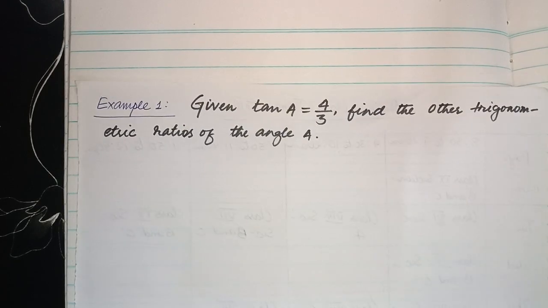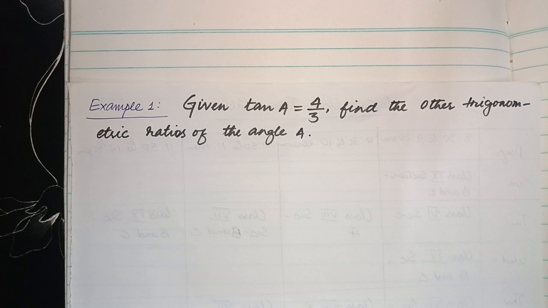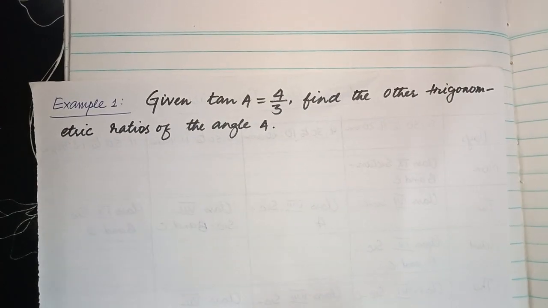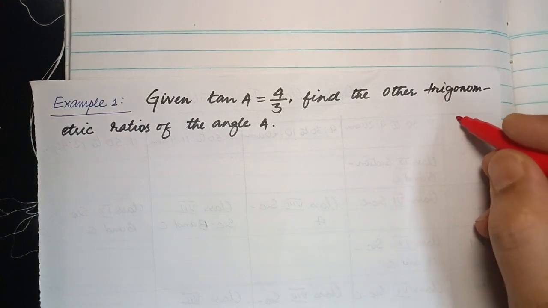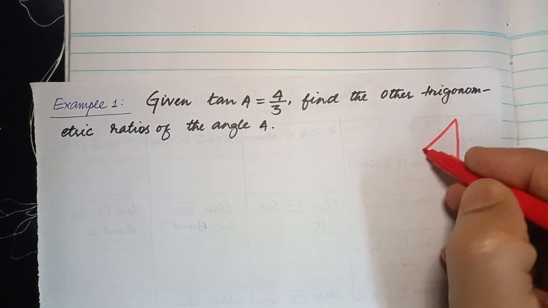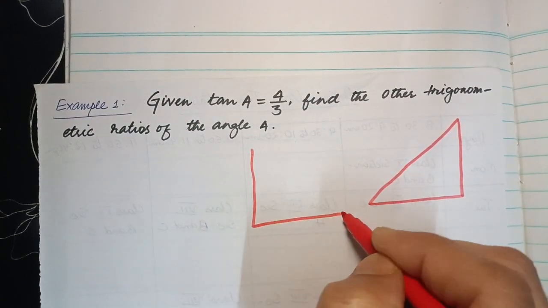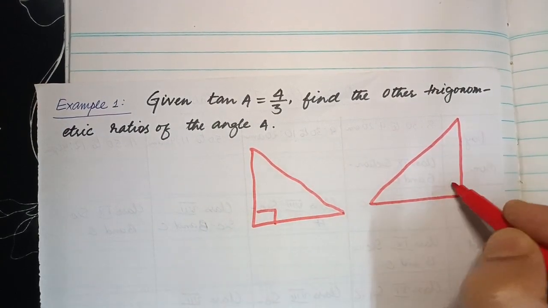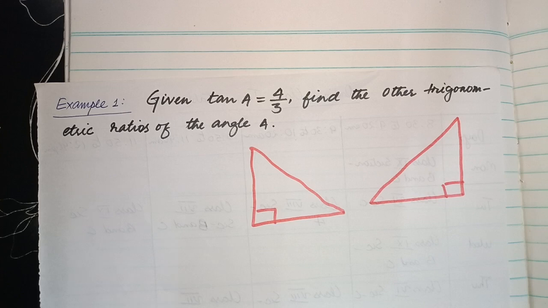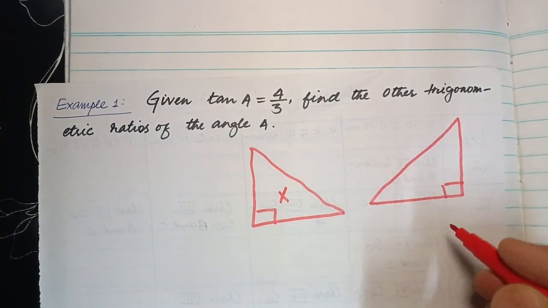This is from example 1. Given tan A equal to 4 by 3, find the other trigonometric ratios of the angle A. First of all, as I have already told you, trigonometric ratios can be found only in a right angle triangle. So draw a triangle first. Always try to draw the triangle in the same fashion like this, so that your visualization becomes clear.